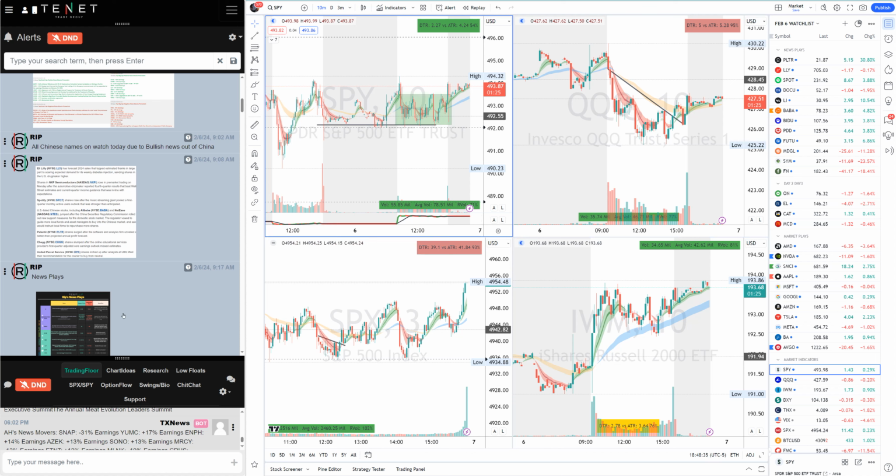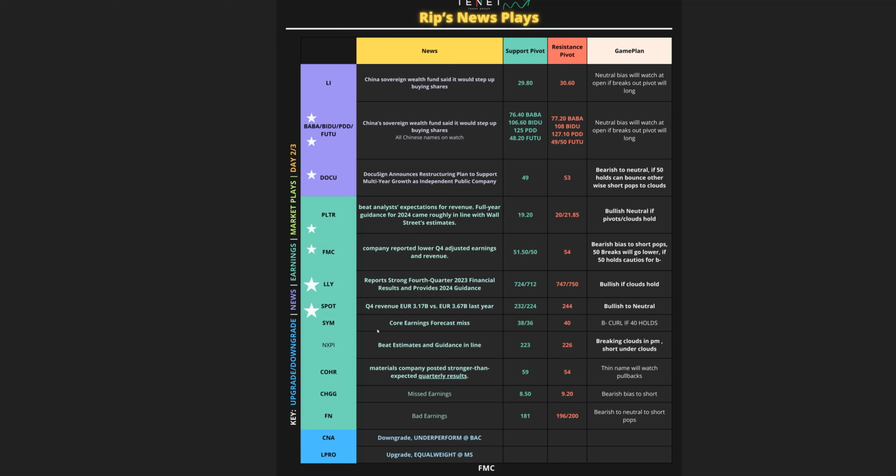Then I create my news plays game plan. The game plan for today was right here. Names on our game plan were DOCU, PLTR, Lily, Spot, among others, and they were our main plays today on our news plays. You can see the news, the support levels, the resistance levels, and the game plan. Support pivots and resistance pivots work in sync with my Ripster EMA cloud system that I teach everybody, and all of us trade that system in the community.